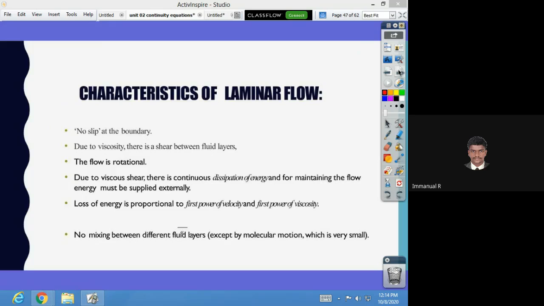Characteristics of laminar flow: first, no slip at the boundary, and due to viscosity there is shear between fluid layers. The flow is rotational, and due to viscous shear there is continuous dissipation of energy, and for maintaining the flow, energy must be supplied externally. In turbulent flow, due to the eddies and its turbulent nature, it tends to move on its own, but in laminar flow, external energy is needed for the flow. Loss of energy is proportional to the first power of velocity and the first power of viscosity. There is no mixing between different fluid layers.